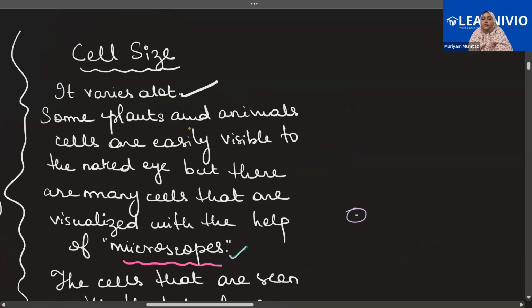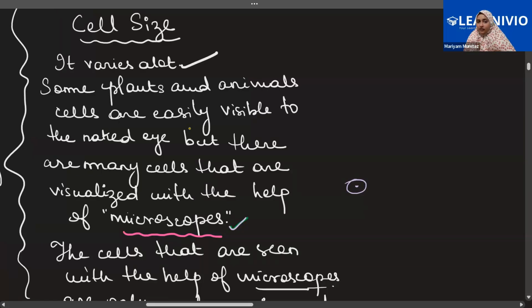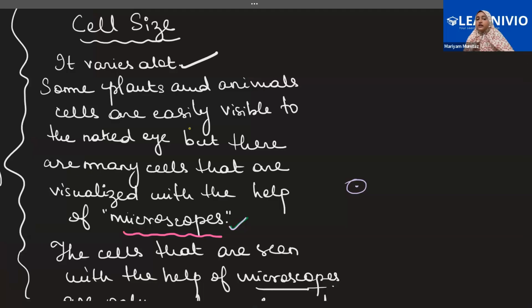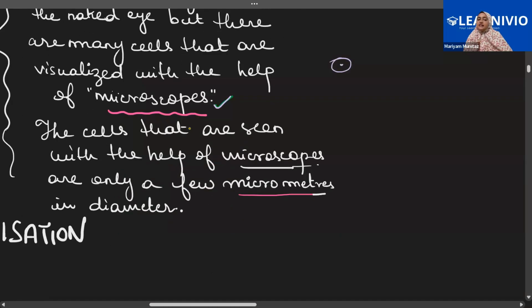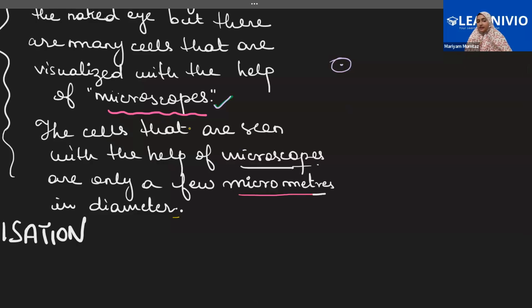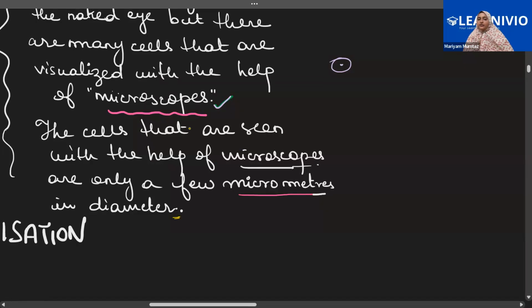Now, when we talk about the cell size, we know that it varies a lot. Some plants and animals have cells that are easily visible even to the naked eye. But there are many cells, in humans and animals also, that we can't see with the naked eye. In order to visualize them, we need an apparatus, the microscope. These cells are seen with the help of microscopes and they are only a few micrometers in diameter. That is the reason why we require the microscope.